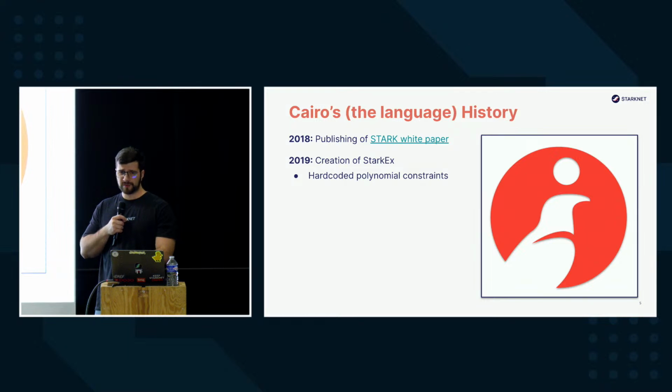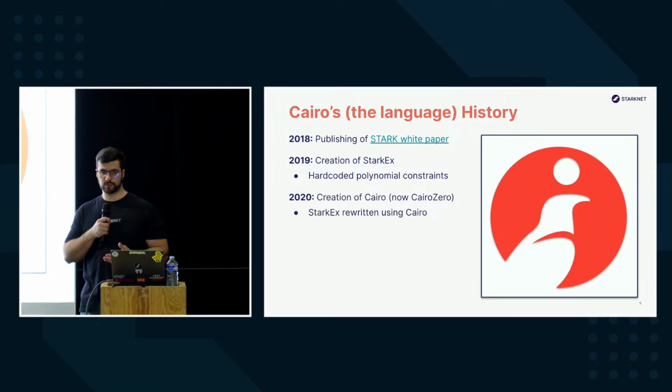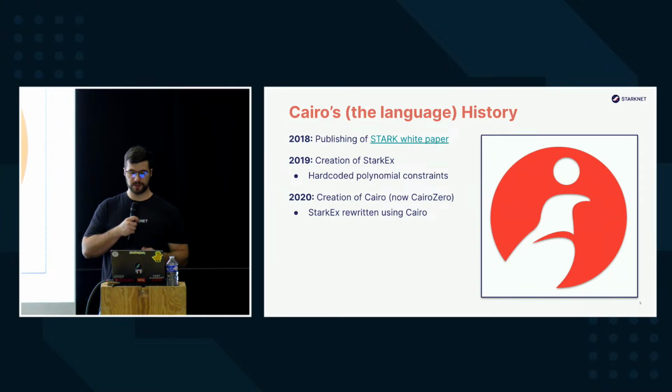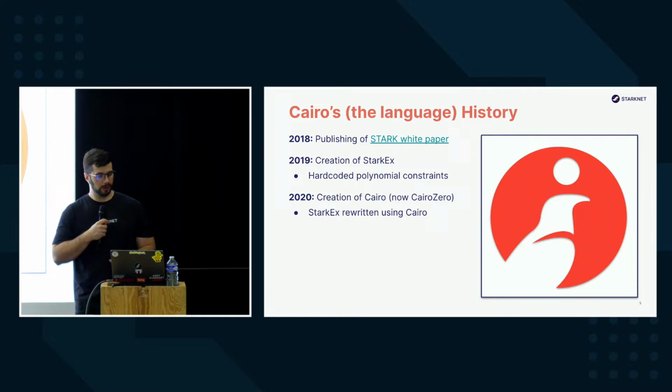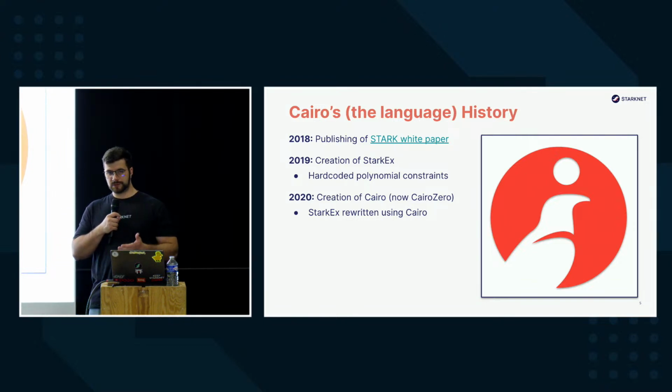But after a while, there were more features. We wanted to add more features to it and make it more flexible, and the need of a new programming language arose. So this is where the creation of the programming language Cairo took place in 2020. As I mentioned, back then it was referred to as Cairo, but now we refer to it as Cairo 0. And the first purpose of Cairo 0 was basically to rewrite StarkEx to give it more flexibility to add these new features.